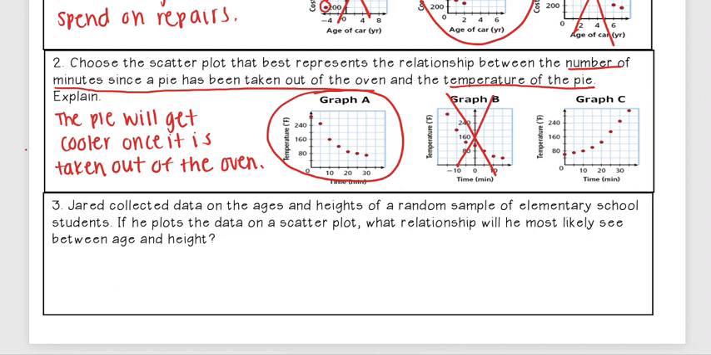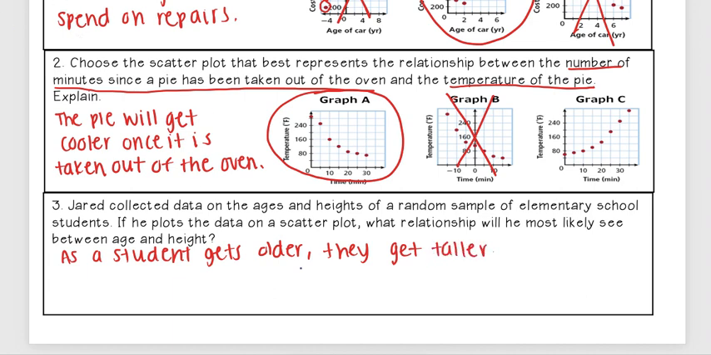Well, I know as a student gets older, they get taller. And so as age increases, height increases. That means that the answer for this one is a positive. And that's because as the student gets older, so as the age increases, the height increases. So they're both increasing. This is a positive relationship.